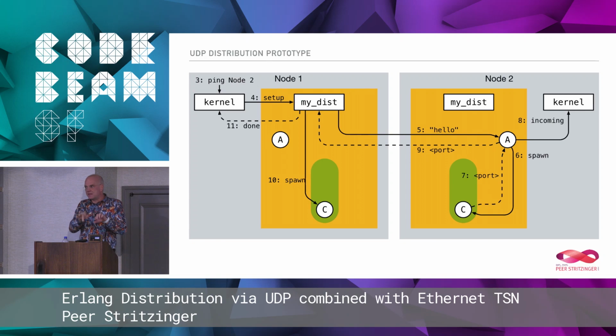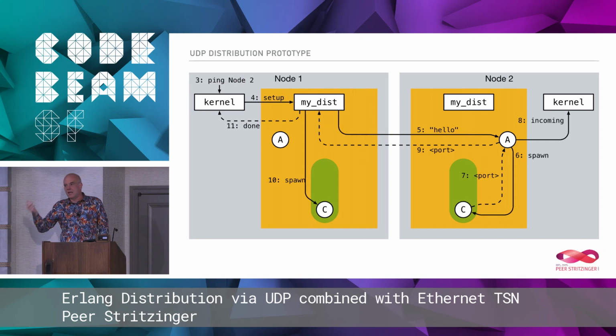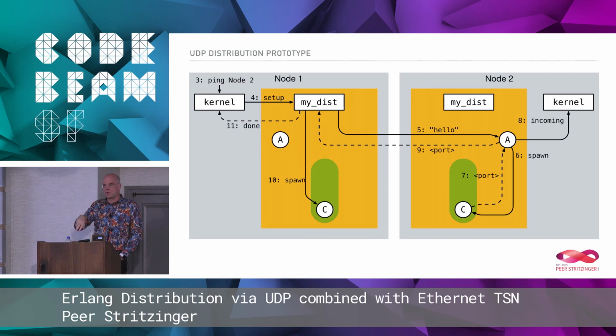You basically type net_adm:ping, and it wants to talk to the other node. So it triggers the connection. It does setup and sends a hello message to the other acceptor, and the other acceptor then tells the kernel we have something incoming. There's an incoming connection, and at the same time it spawns a controller process. That's the little white dot in the green thing. On the sending side, they also spawn a controller process. So you have these two controller processes.